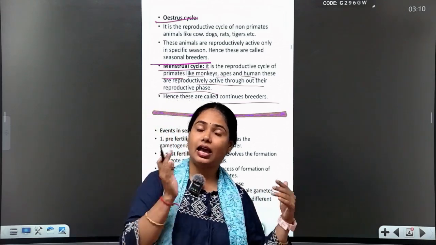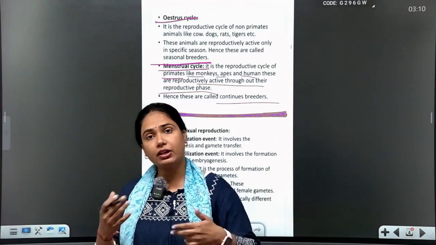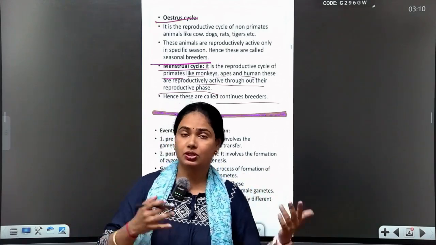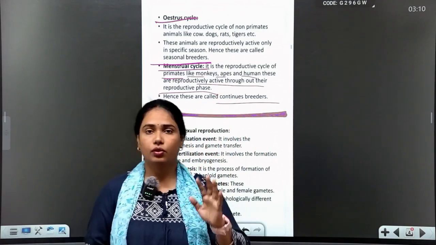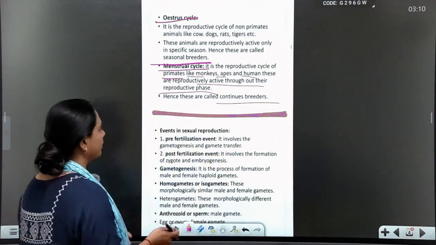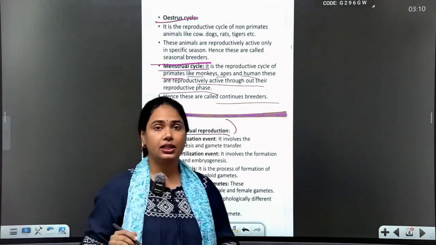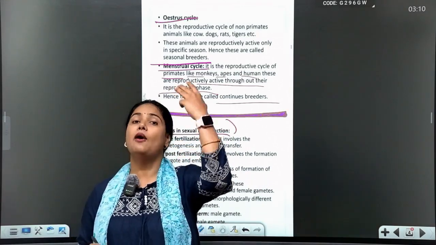So that happens in the next month or other months also. Every month they form an egg cell or sperms. So this is the best cycle for a continuous breeder, and it is called the menstrual cycle. Now, there are three types of events: pre-fertilization, fertilization and post-fertilization events.